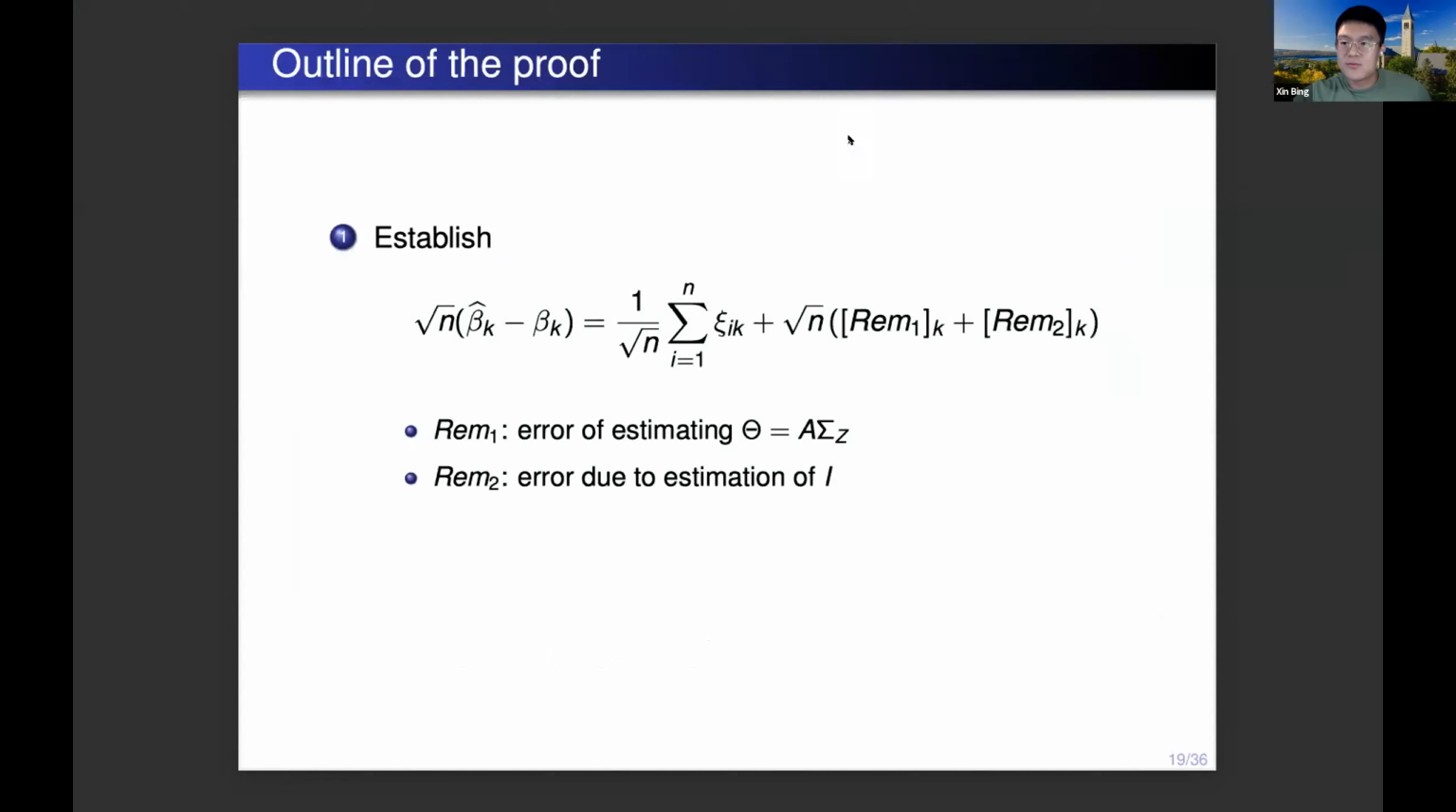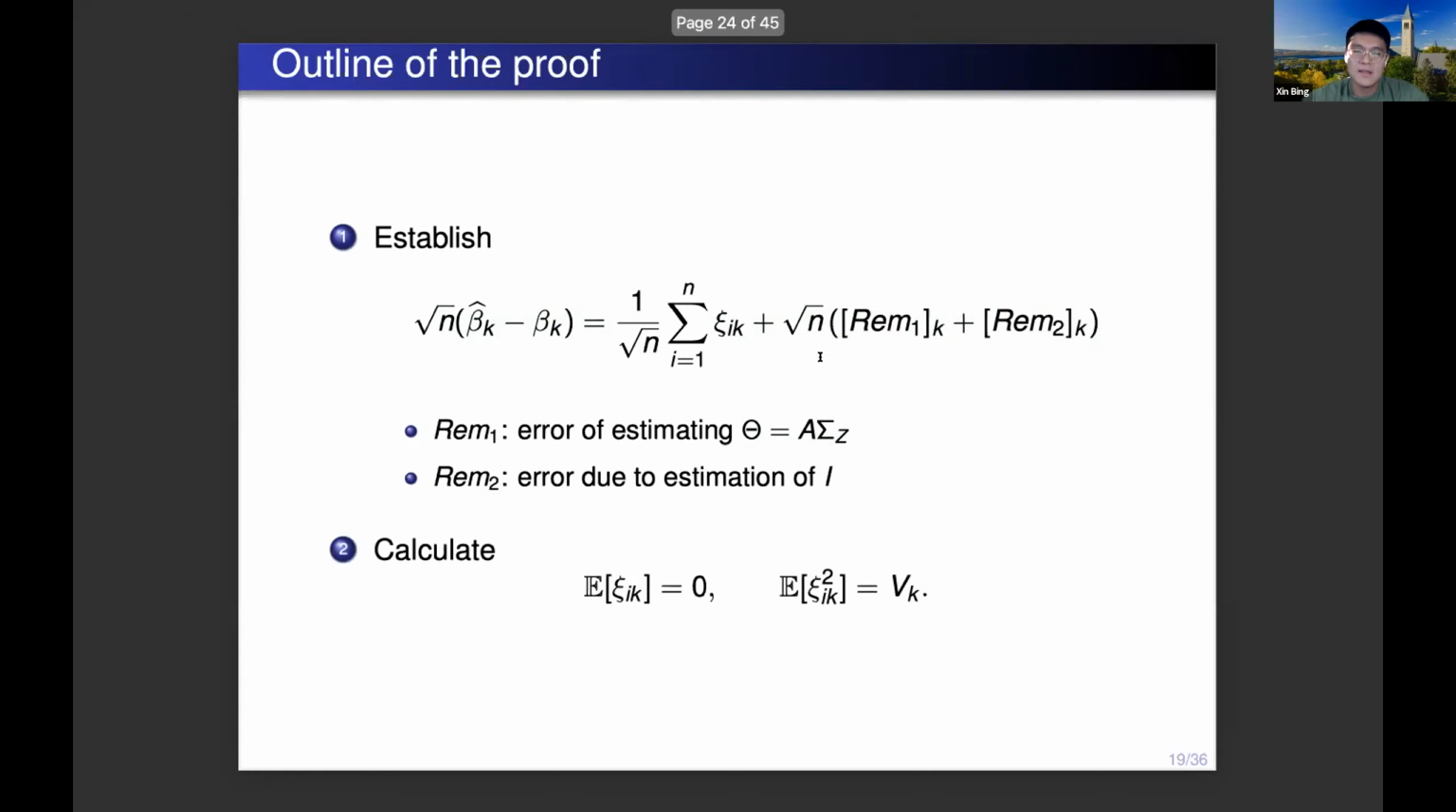Before moving on, I want to briefly mention some outline of the proof, because the proof is highly technical, but it mainly consists of 4 parts. So the first part is to recognize this decomposition for each coordinate of beta hat minus beta. The first term of the decomposition is a sum of independent terms psi_ik, and the second term is some remainder term. The first remainder term quantifies the error of estimating this p by k matrix, the product of A and Sigma_Z, and the second term quantifies the error due to the estimation of the pure variables.